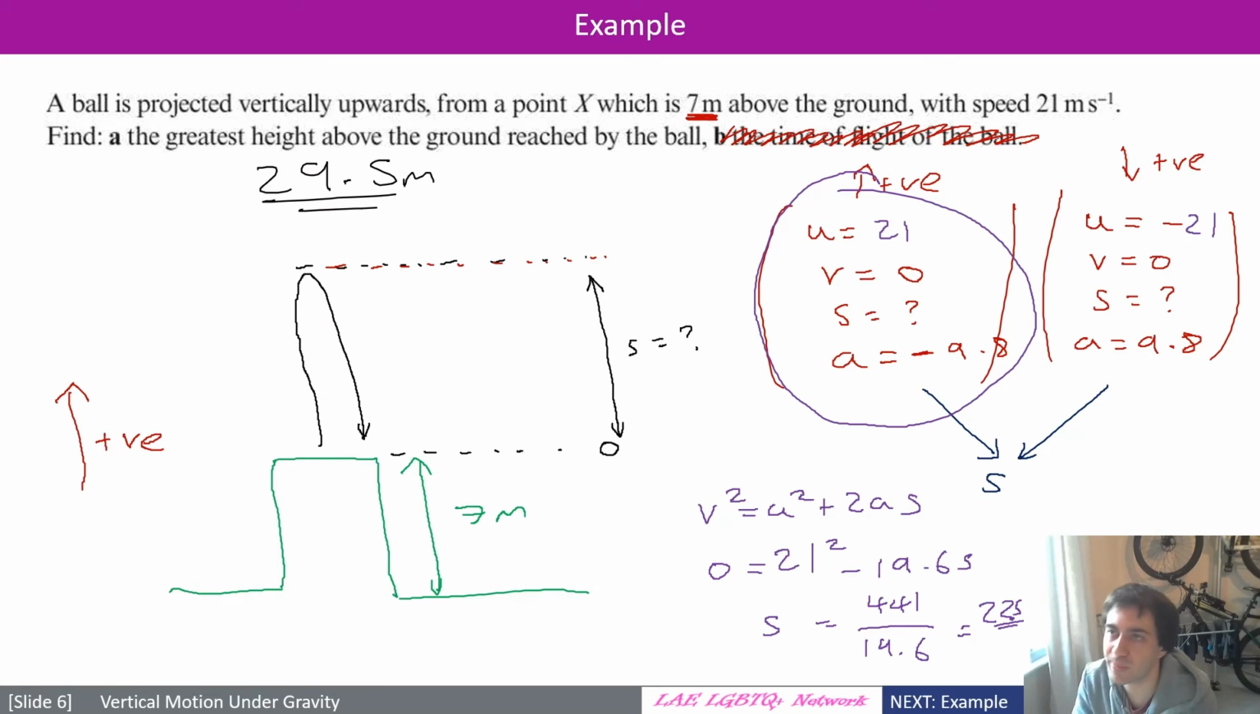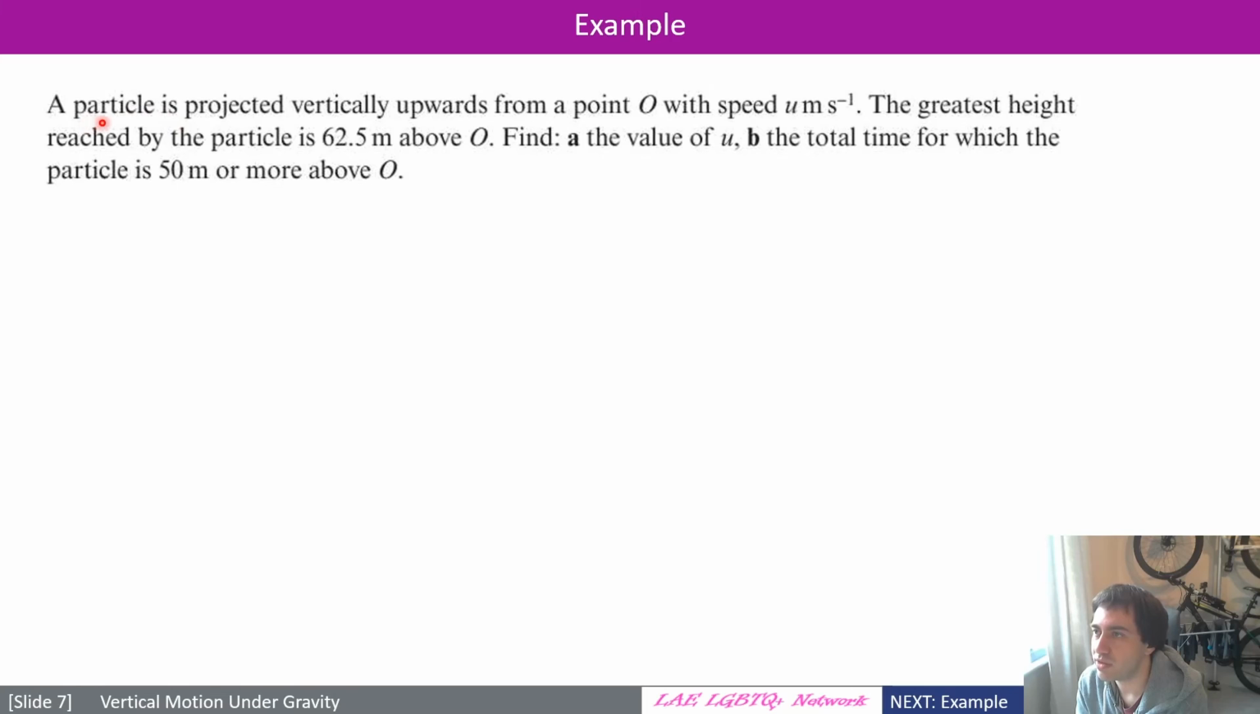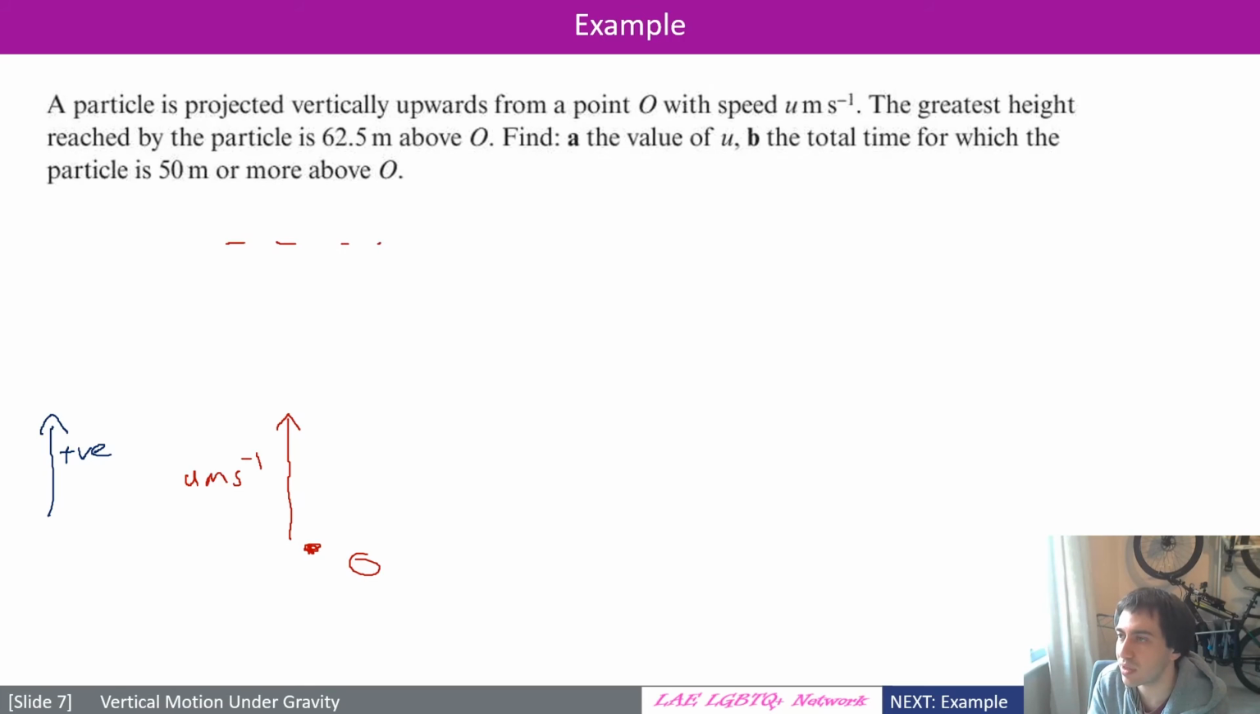Cool. Okay, let's look at this one. A particle is projected vertically upwards from a point O with speed u meters per second. So it's going upwards with u meters per second. I'm going to take up as positive. The greatest height reached by the particle is 62.5 meters above. So this is the greatest height up here, 62.5, and that's when the velocity is 0. Find the value of u and the total time for which the particle is 50 meters or above O.